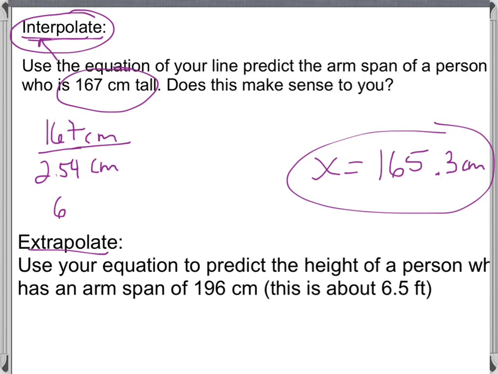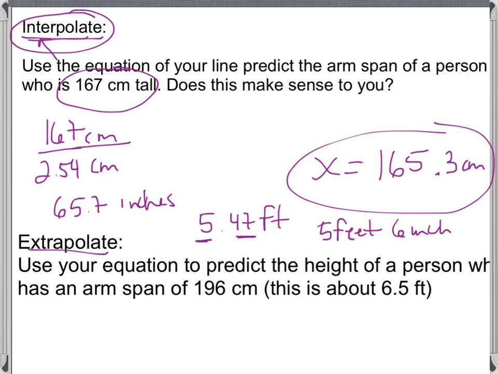So it's 65.7 inches. And if I divide that by 12, that's about 5.47 feet. So it's about 5 feet and about half a foot, and half a foot is 6 inches. So it's about 5 feet, 6 inches.